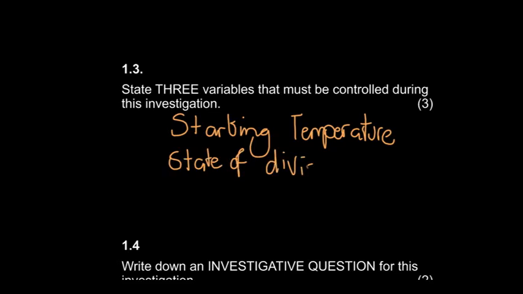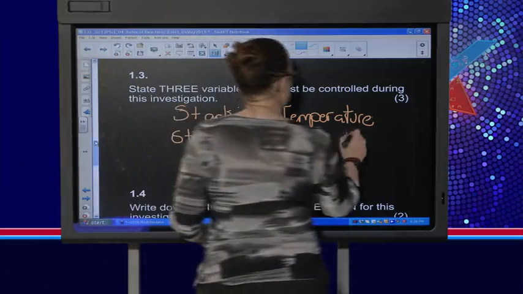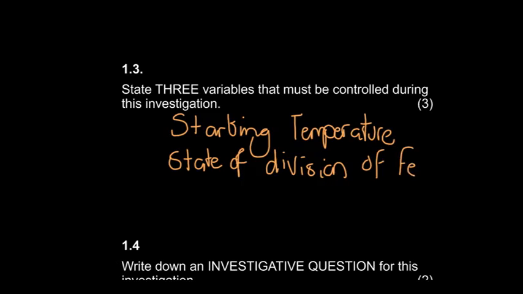Now, don't just say state of division, because do you mean the sulfuric acid? Do you mean the ion? Do you mean the hydrogen? Okay? So you need to state the state of division of the ion. Remember, if the ion is in solid big chunks, it'll go slowly. If it's in powder form, it'll go much faster. So we need to keep that constant.